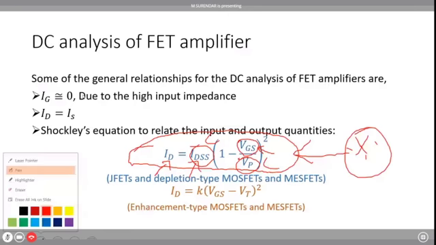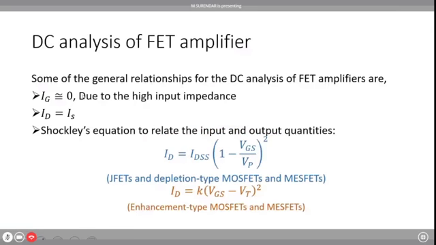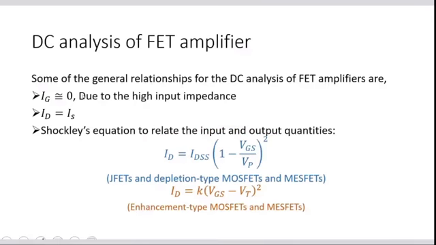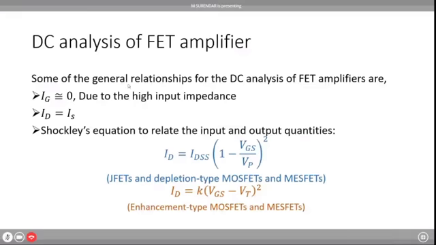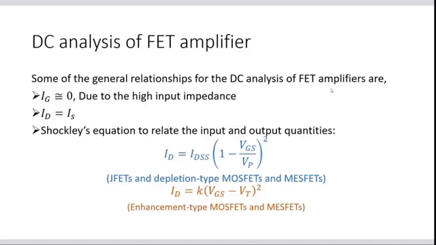In this equation, we have the relationship between the input and the output parameters. ID is the output parameter and VGS is the control voltage. That's why it is known as a voltage controlled device. Whereas in the BJT we have IC equal to beta times IB, where IC is the output current and it is controlled by IB. That's why it is known as a current controlled device.